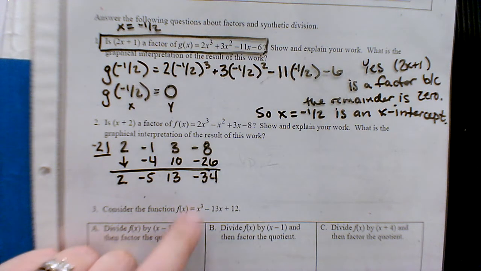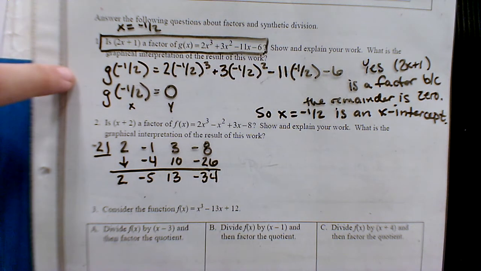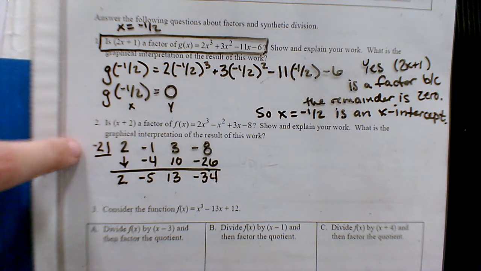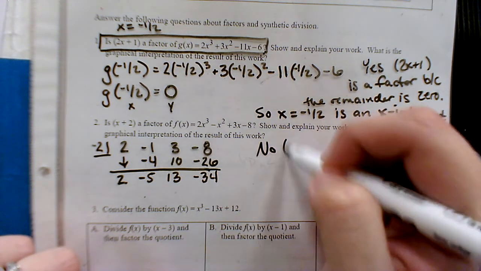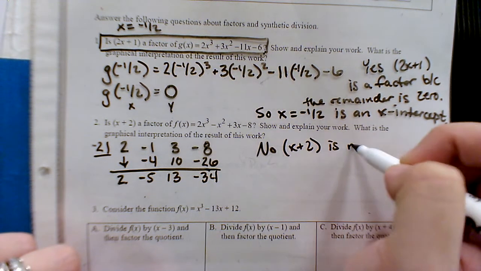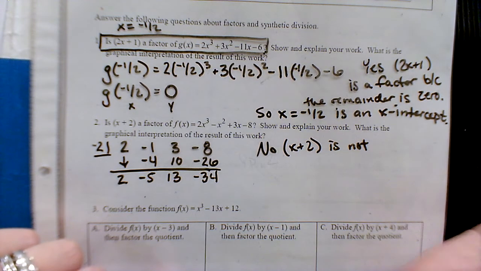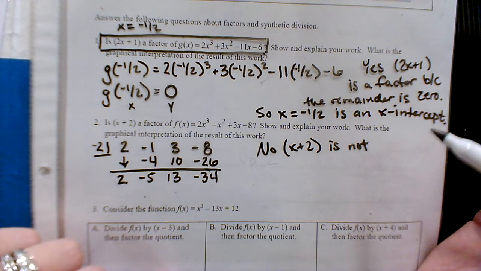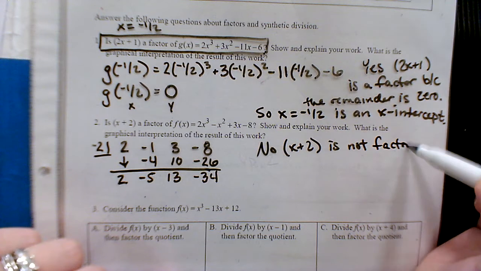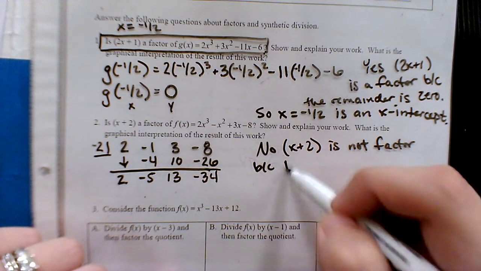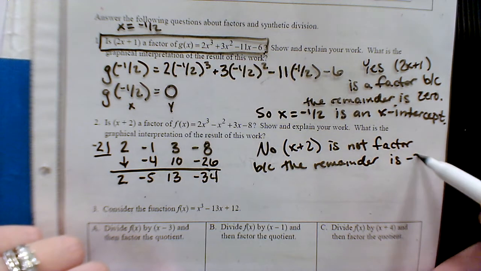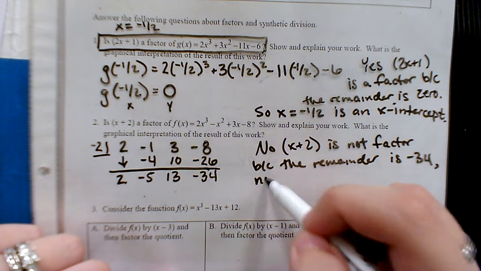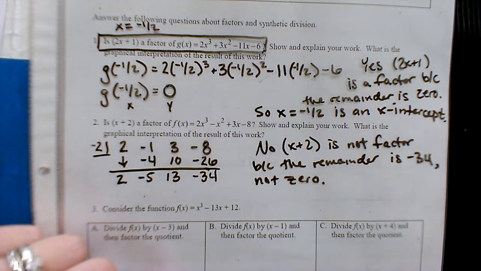Can we get -34? Yeah, did anybody do remainder theorem? Did you plug in -2? Did you get out the same thing? Yeah. Good, okay. So is x plus 2 a factor? Does it go in evenly? No. Okay, no. All right, no, x plus 2 is not a factor because the remainder is -34, okay, not 0.